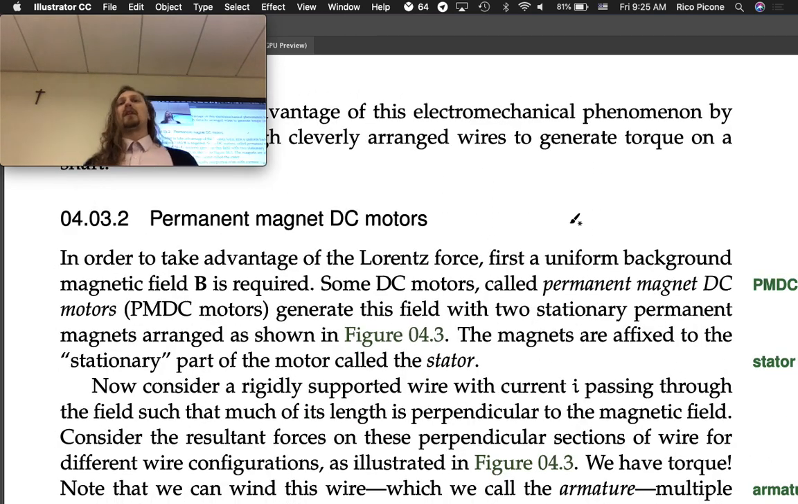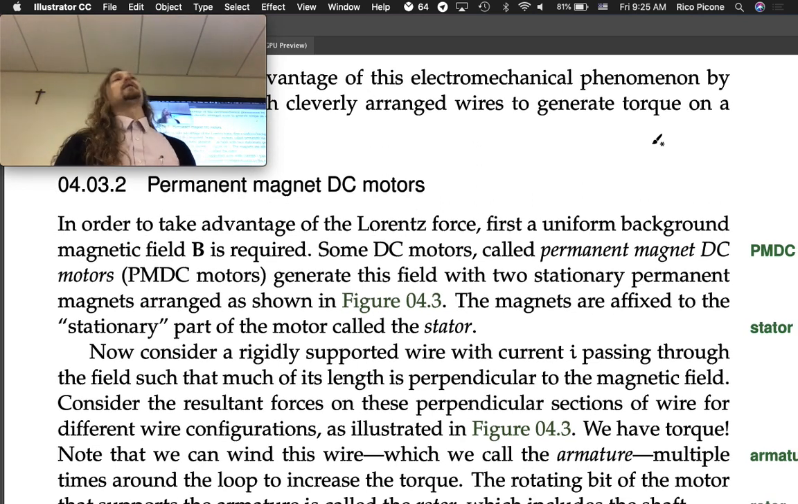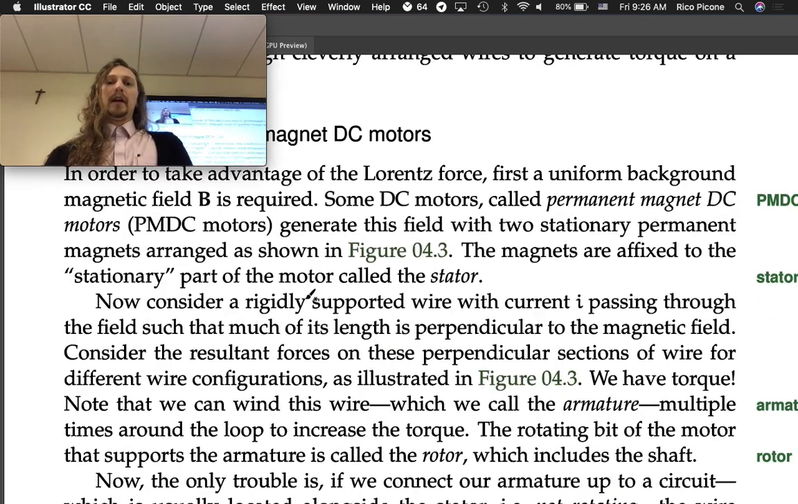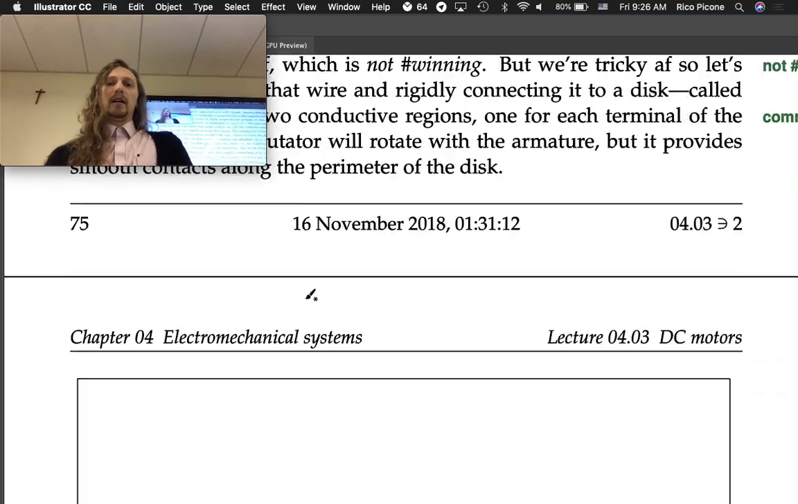So let's consider the first type of DC motors. We're going to consider several different types today. This is the first type. Permanent magnet DC motors. In order to take advantage of the Lorentz force, first a uniform background magnetic B field is required. Some DC motors called permanent magnet DC motors, sometimes abbreviated PMDC motors, generate this field with two stationary permanent magnets arranged as shown in figure 4.3. So down here.